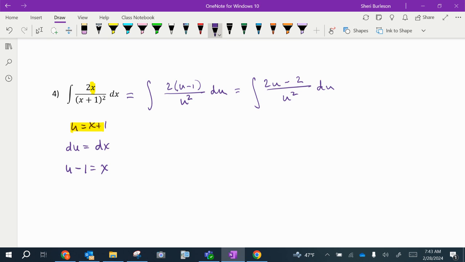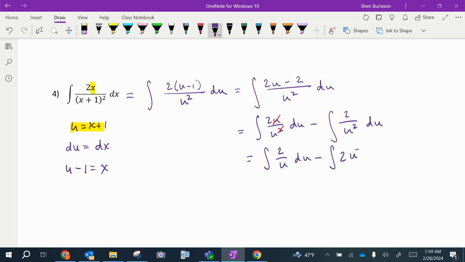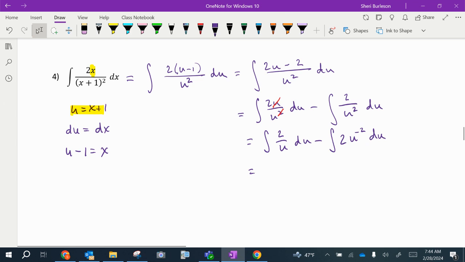And now I can break this fraction into 2. So I have the integral of 2u over u squared du minus the integral of 2 over u squared du. And when I reduce this fraction, I now end up with the integral of 2 over u du minus the integral of 2 times u to the negative 2 du. So now I can integrate both of these at the same time.